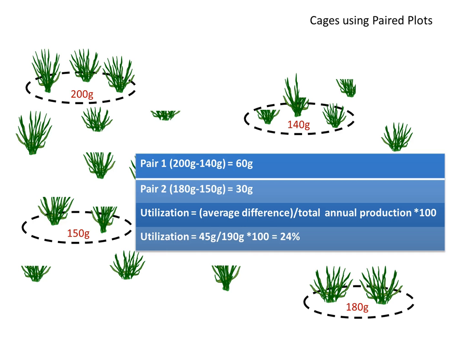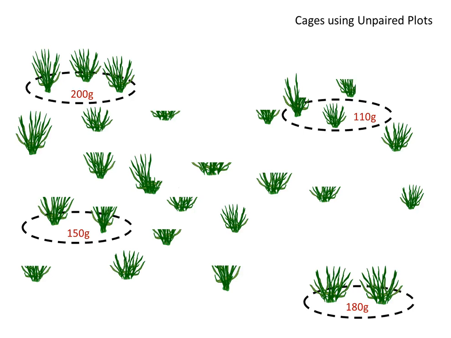Now, if we were to look at using cages but with unpaired plots, when this is done, the cages are laid out without taking time to find a location for its pair, its grazed plot that is paired with it. There's no pairing that is involved. And so in this case, this grazed plot was located in an area that wasn't necessarily related at all to the caged plot.